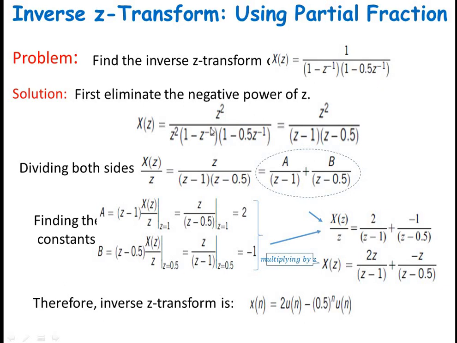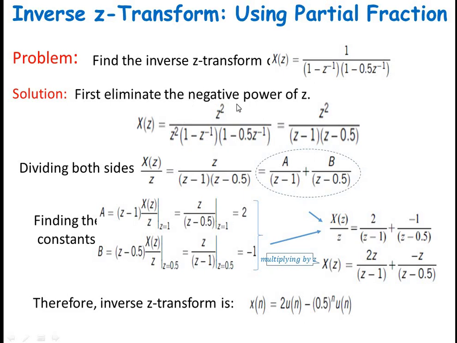In order to do this, we multiply and divide by Z square in both the denominator and numerator, right? After doing this, we can convert this X of Z into positive powers. At last we get X of Z as Z square divided by (Z minus 1) into (Z minus 0.5). So the very first thing is to convert the negative power of Z into a positive power. After that we have to divide this X of Z by Z.